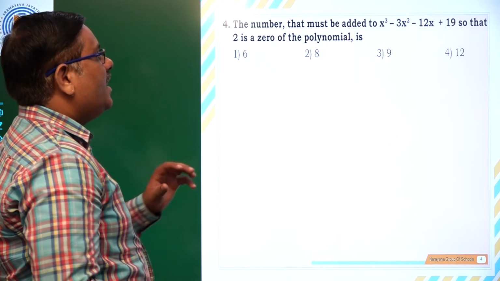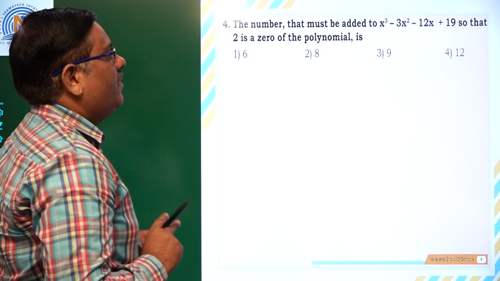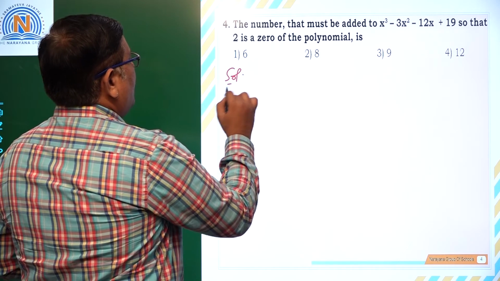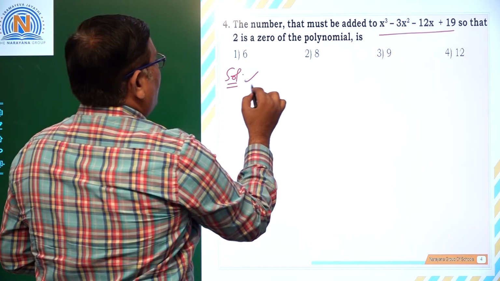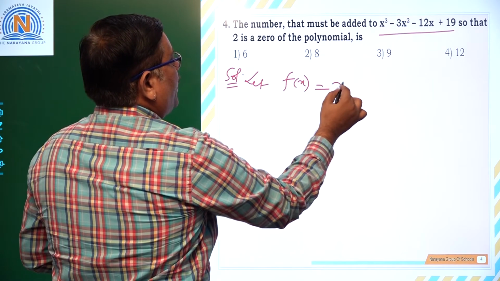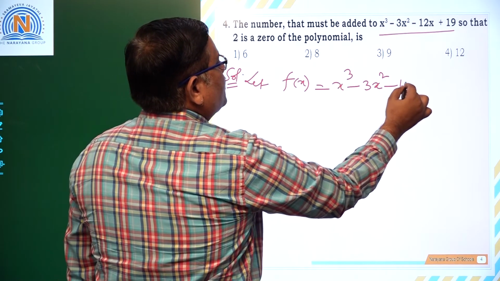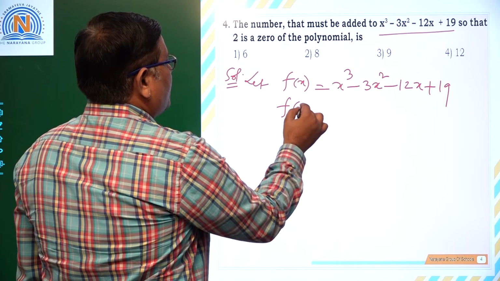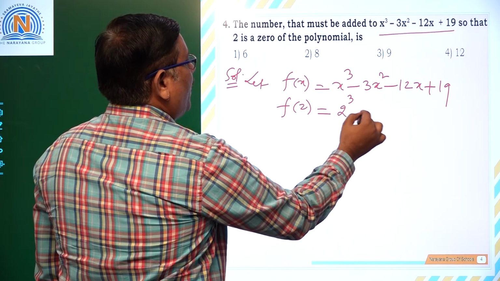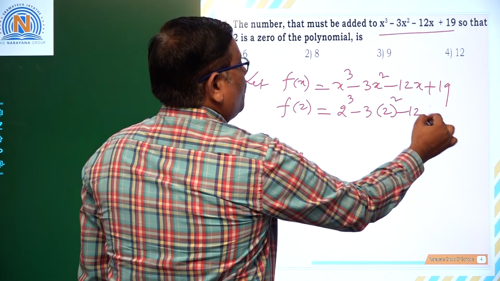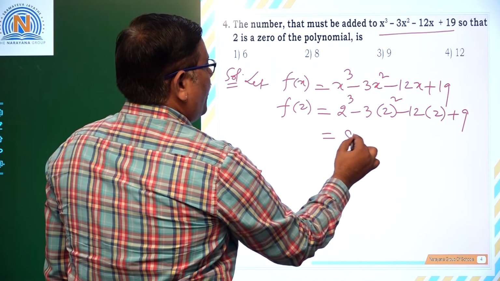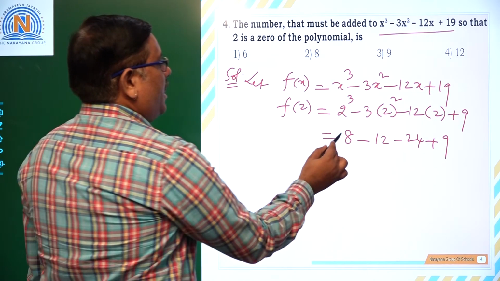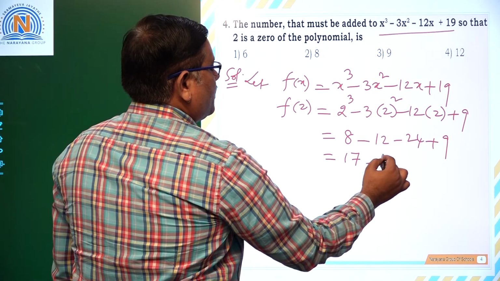The number that must be added to x cube minus 3x square minus 12x plus 19 so that 2 is a zero of the polynomial. Let f of x be equal to x cube minus 3x square minus 12x plus 19. Let us try x is equal to 2. F of 2, let us find out. What do you have? 2 cube minus 3 into 2 square minus 12 into 2 plus 9.